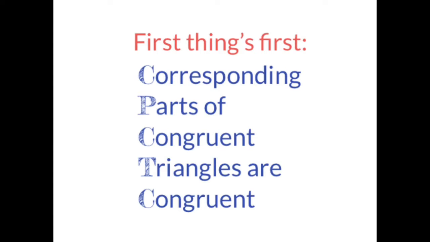First things first, let's talk about what it means to be congruent and how we can say triangles are congruent, and that is corresponding parts of congruent triangles are congruent. You see here I've got a different font with the first letters, and that's because from here on out we're going to be referring to this as CPCTC. Corresponding parts, so matching parts, think about those corresponding angles we talked about before. Matching parts of congruent triangles, so triangles with the same measure, are also congruent. So if the triangles are congruent, then their parts are congruent. Corresponding parts of congruent triangles are congruent.